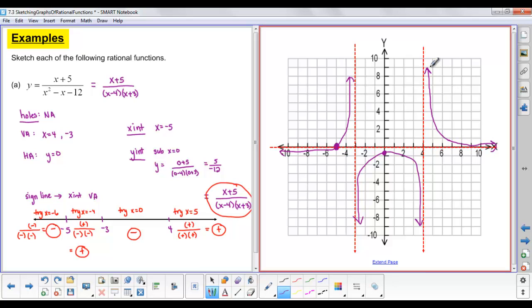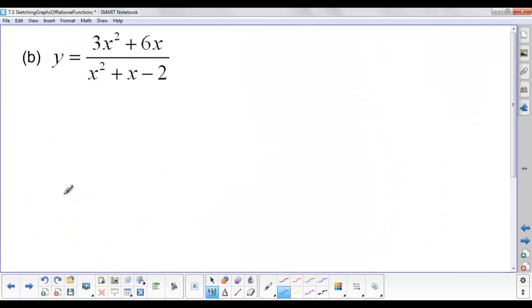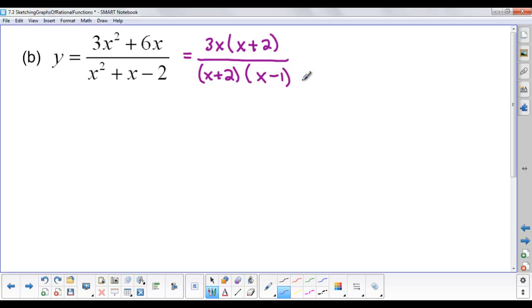Alright, so that is our first rational function. Let's move on and try another one with example 2. Okay, so again, we follow the steps. First thing that we have to do is factor. So I see a common factor up top of 3x. We'll factor that out, leaving us with x plus 2 up top. And then in the denominator, we can factor that to be x plus 2 and then x minus 1.